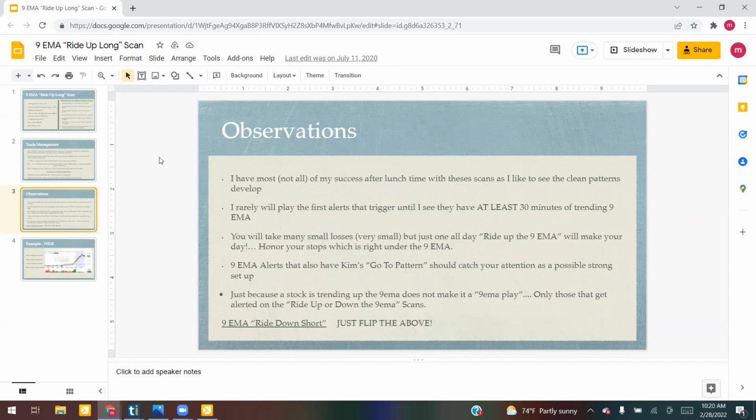Okay, you can discard that go-to pattern. That's pretty much just a long and strong type of pattern that we now have. And just because the stock is trending up the 9 EMA does not make it a 9 EMA play.